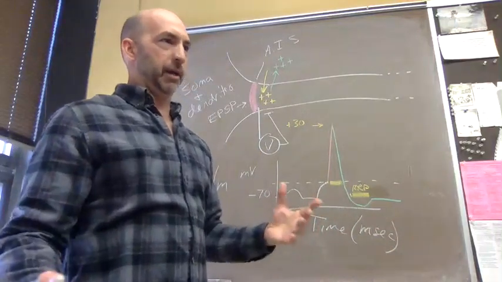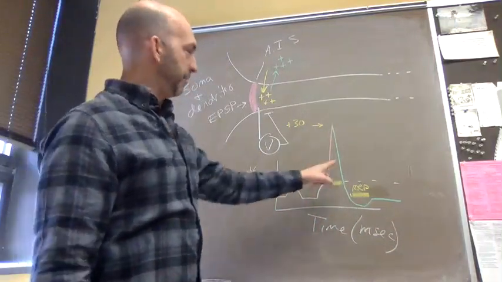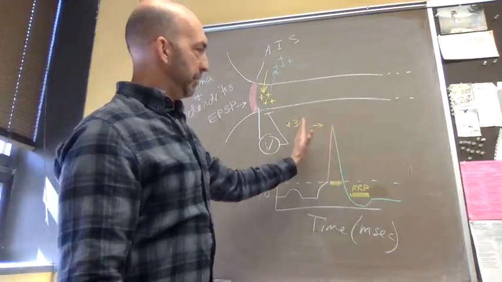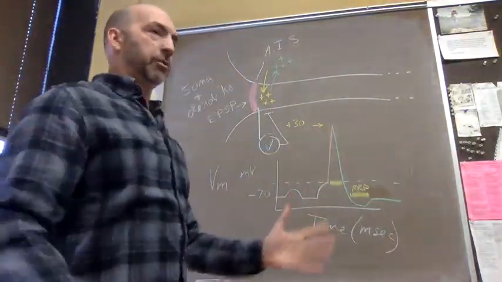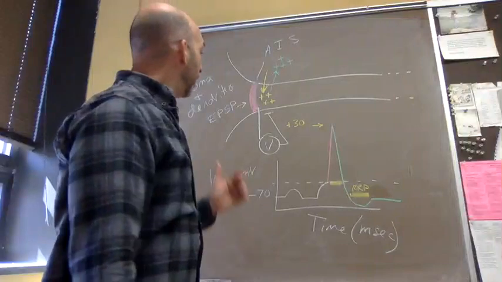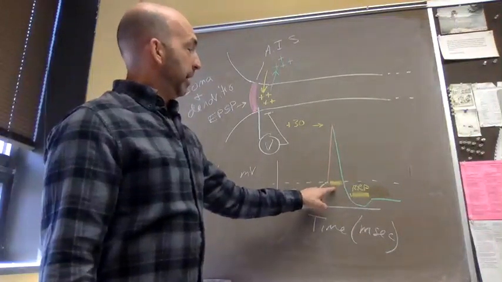It's frequency of individual events. So we have to get individual spikes. It can't be one long depolarization. That wouldn't really mean anything. So the absolute refractory period helps us with that.